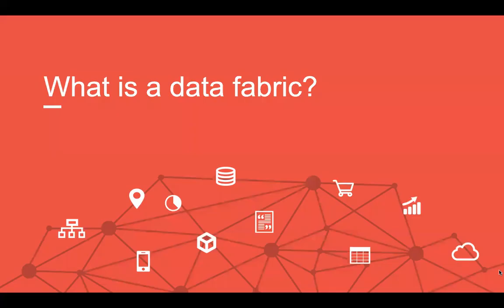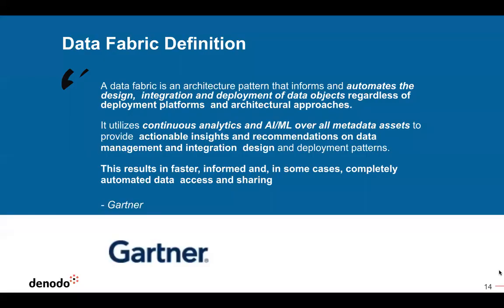So let's look at what is data fabric. This is a definition by Gartner. Data fabric, it's an architectural style. It's not a new technology. It's an architectural style that uses existing technology and automates the design and integration and deployment of data objects, regardless of the deployment platforms and architectural approaches. So when the automation part comes, this is where AI ML comes in the picture.